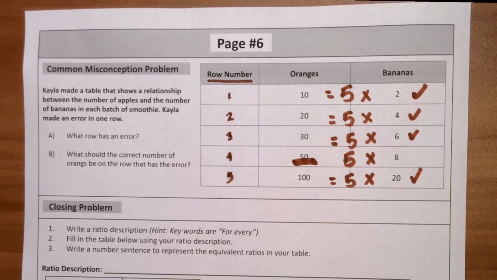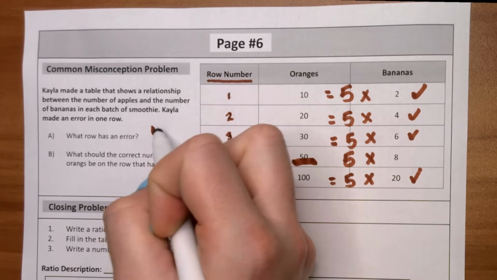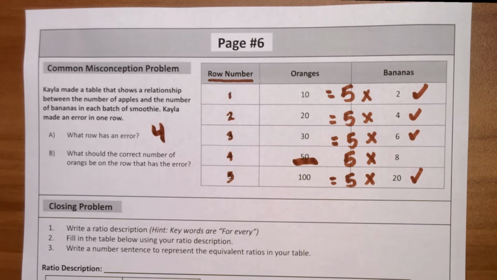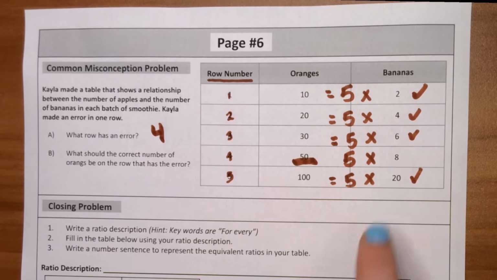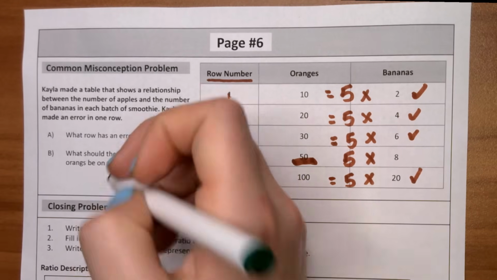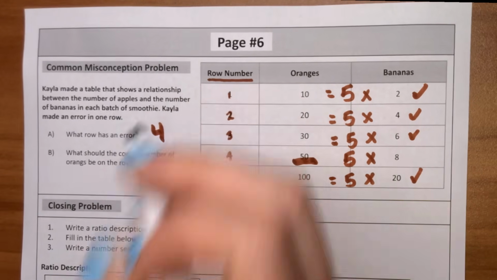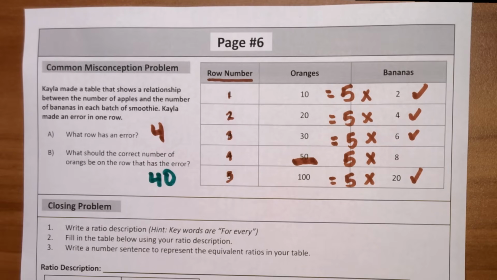So what row has an error? Row 4. B says, what should the correct number of oranges be in the row that has the error? Well, if we did multiply 8 times 5, that would give us 40. So 40 should be the correct answer for row 4's oranges.